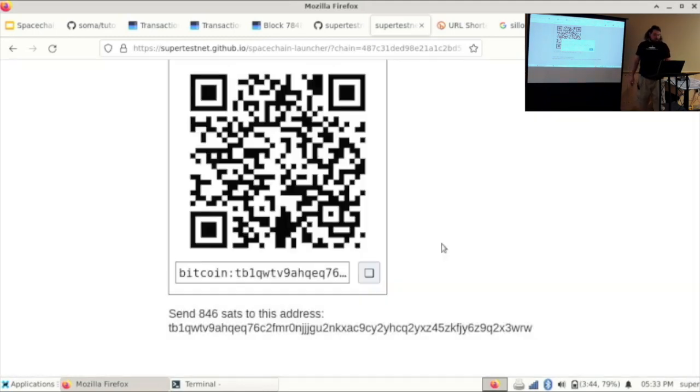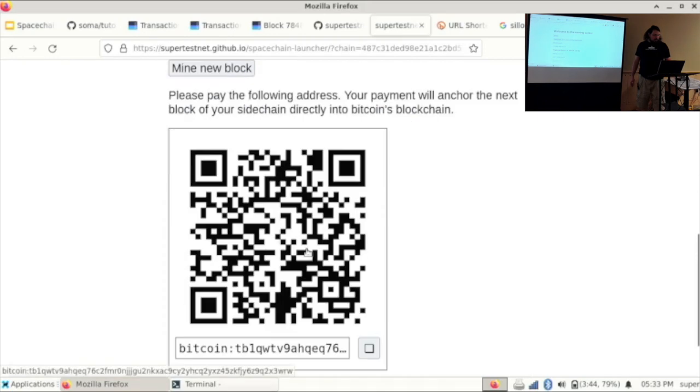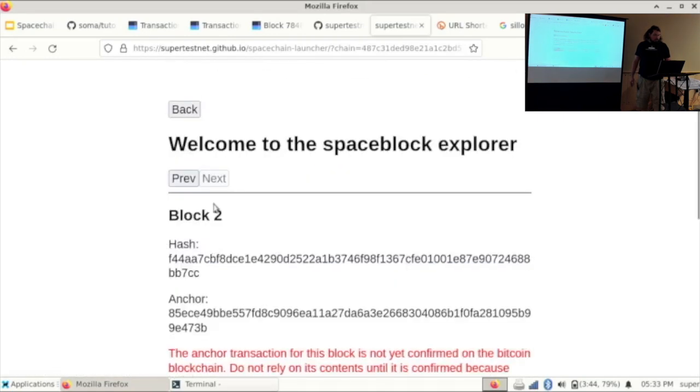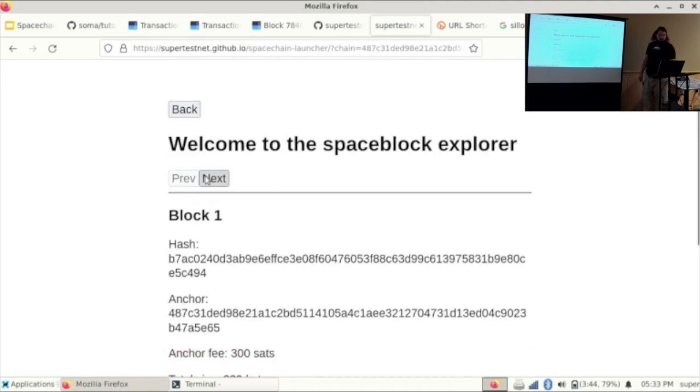So success, your space block is mined and anchored in this transaction. I don't know what the guy was saying. He said this part's broken. Maybe it just didn't work on his machine, but it works on my machine. So if we view our space chain now, we've got two blocks.